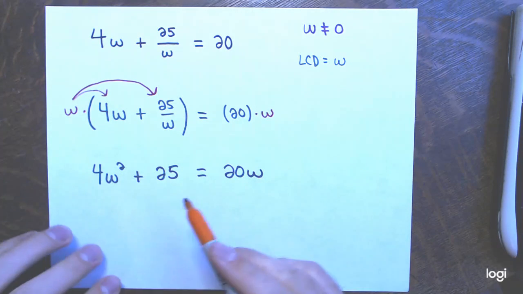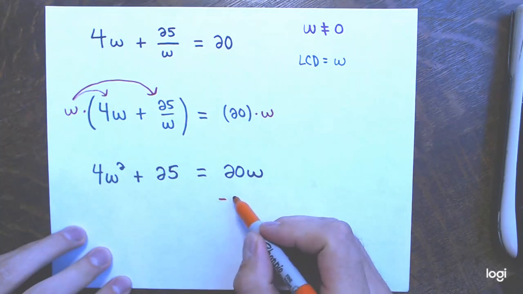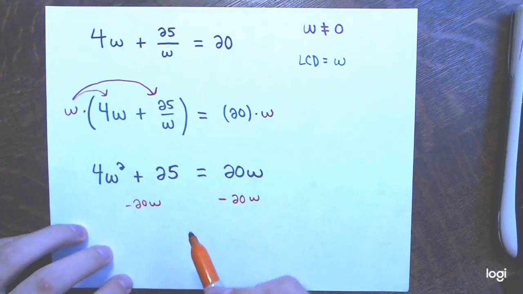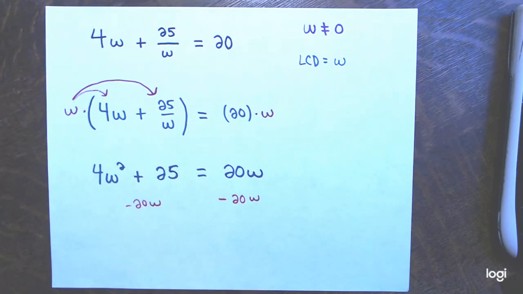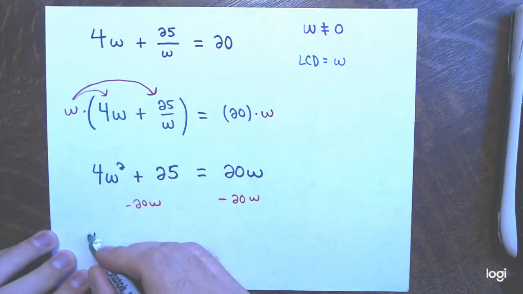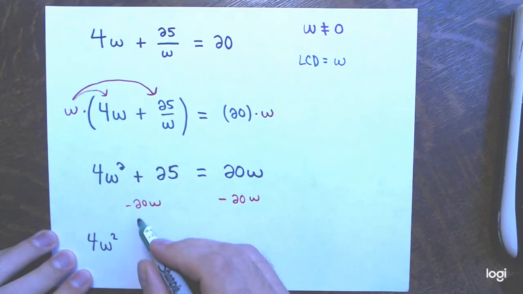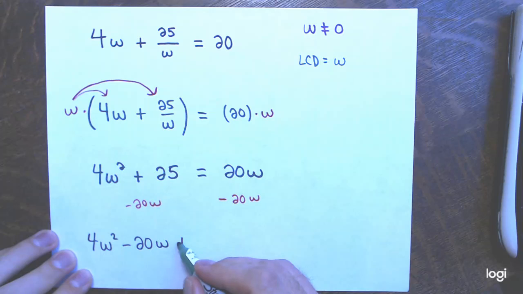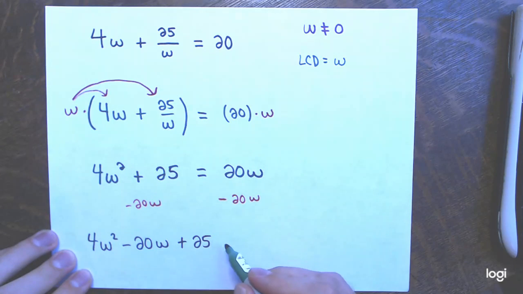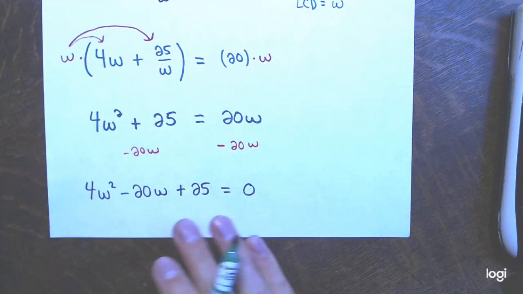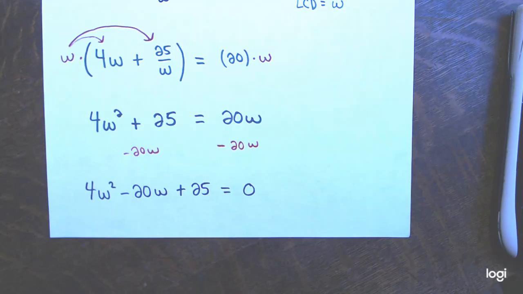I get everything to one side. I'll do it this way by taking away the 20w from both sides, and then we'll write it in standard form, descending order. I got 4 times w squared, then the minus 20w, then the positive 25, equals 0. Now we're in standard form. Now we're in business.